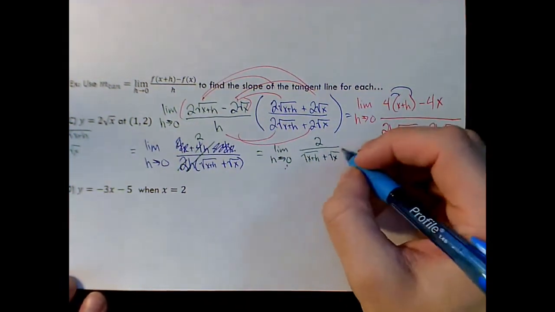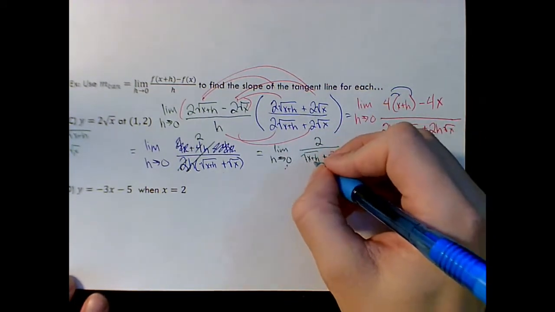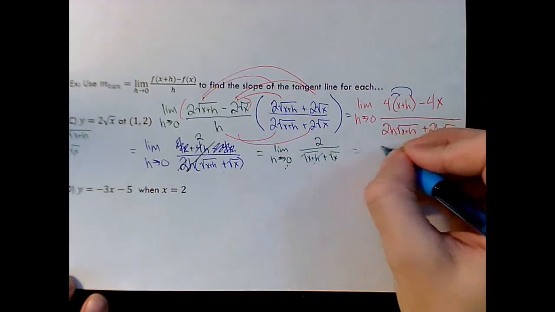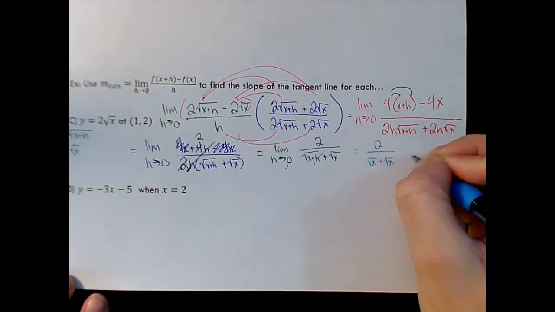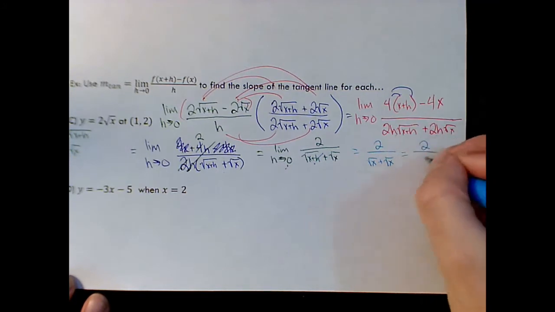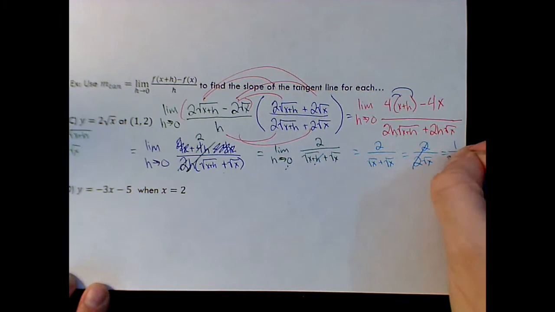What happens here is I'm allowed to plug in 0 for h. And so when I do that, that cancels out. And I'm left with 2 over root x plus root x, which is the same thing as 2 over 2 root x's. Cross that out, which is the same thing as 1 over root x.